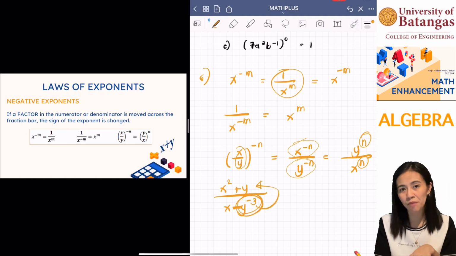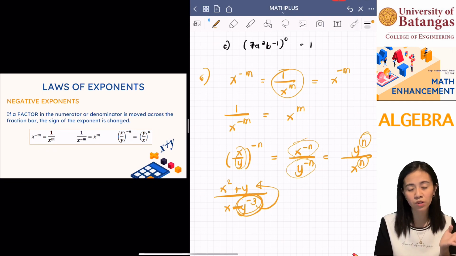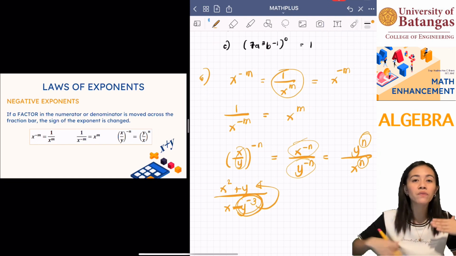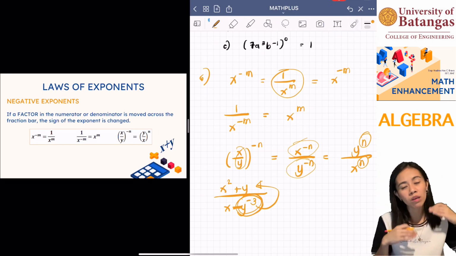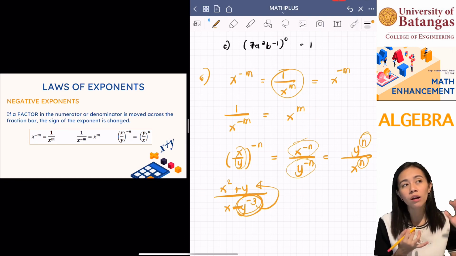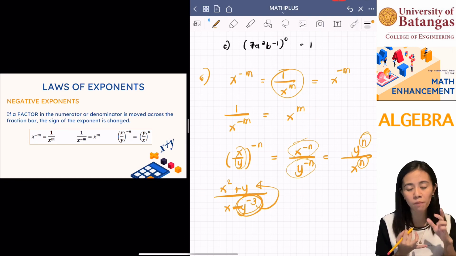Kasi nga, this is a binomial already. So, ginagawa lang natin yung negative exponents rule. Pwede mo siyang palakdawin ng main fraction bar kung in between the main fraction bar, you have factored terms na negative ang exponent or monomials lang yung laman niya. Pero kapag ganito, hindi pwede.